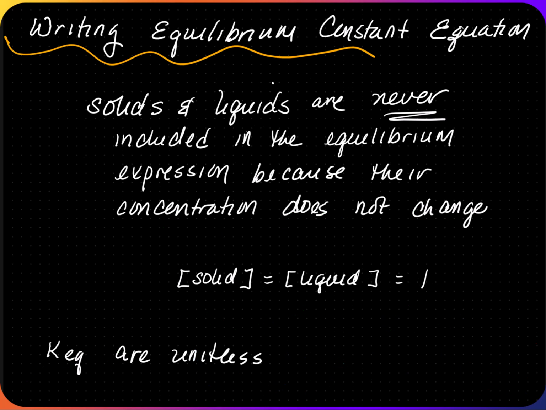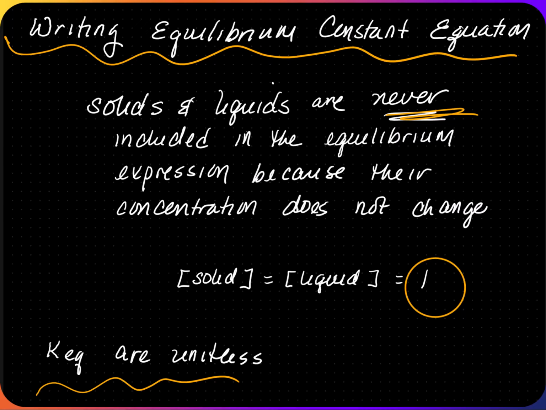When we are writing the equilibrium constant, solids and liquids are never included in the equilibrium expression because their concentration does not change. A solid or liquid concentration will always equal 1, so we never include it. Another thing to note, equilibrium constants, whether for water, acid, base, or solids, are unitless. That means they do not carry a unit. However, if you solve for the concentration, you must always include proper units.